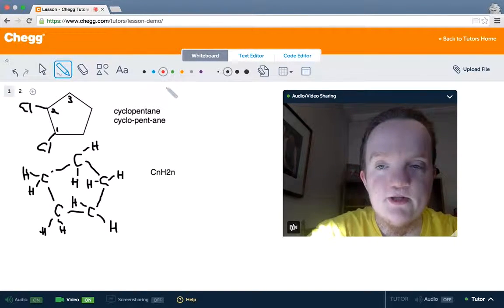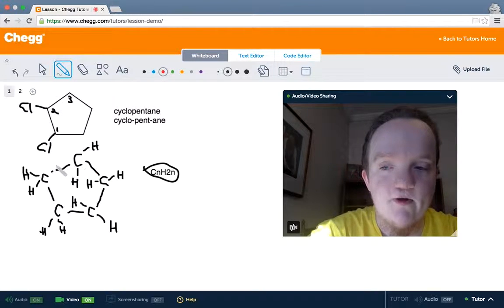Just one other note, the molecular formula for a cycloalkane that has N carbons in it, so N would be 5 here, N would be 7 in a cycloheptane, etc. The formula is just CnH2n. And we see that because each carbon is attached to 2 other carbons, meaning each carbon has to have 2 more bonds, 2 more hydrogens in this case, to form 4 bonds at each carbon.